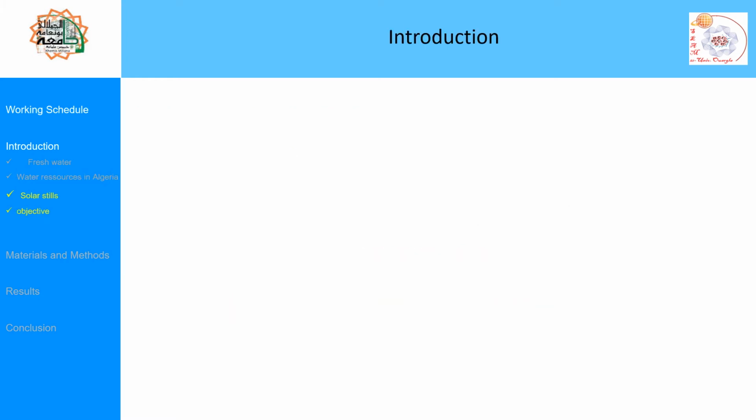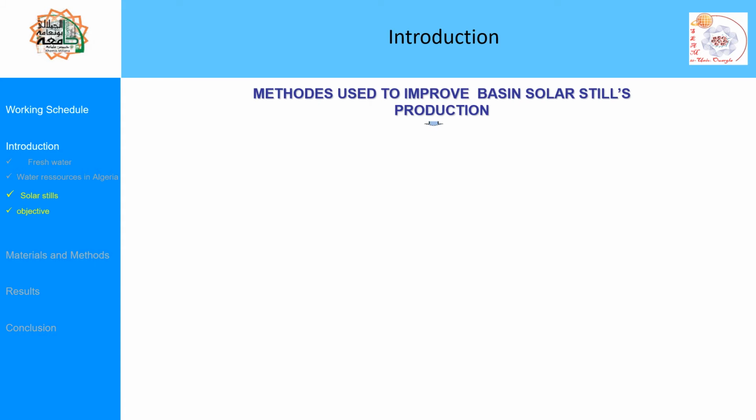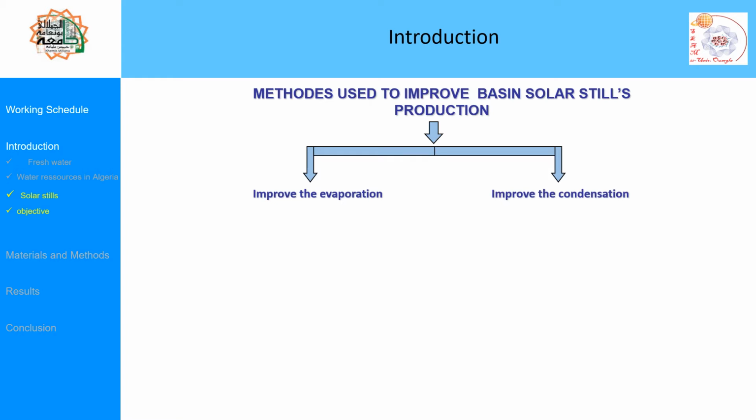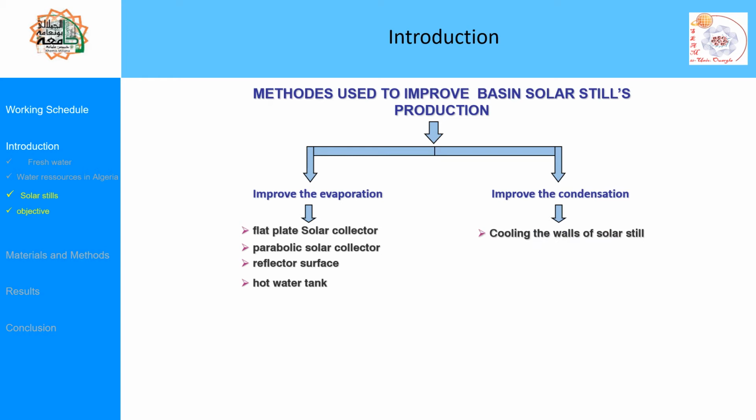The basin solar still has a simple design, but it gives a low daily production. Improving the basin solar still production can be carried out by improving the evaporation or improving the condensation. The evaporation can be improved by adding to the basin solar still a flat plate solar collector or a parabolic solar collector. Also, we can add a reflector surface or a hot water tank. The condensation can be improved by cooling the walls of the solar still, and also we can add an internal or external condenser. We can also cool the glass cover of the solar still.